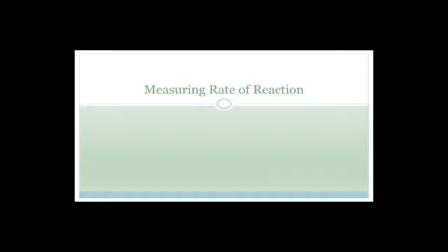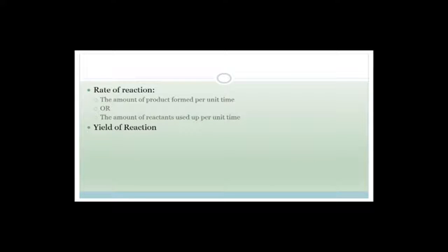Now let's talk about measuring rates of reaction. There are a couple of ways that we can measure the rate of reaction, but before we do that, we need to talk about how we would work it out. The rate of reaction can be measured as the amount of product formed per unit time or the amount of reactants used up per unit time. So we can either look at the amount of product formed or the amount of reactants used up.